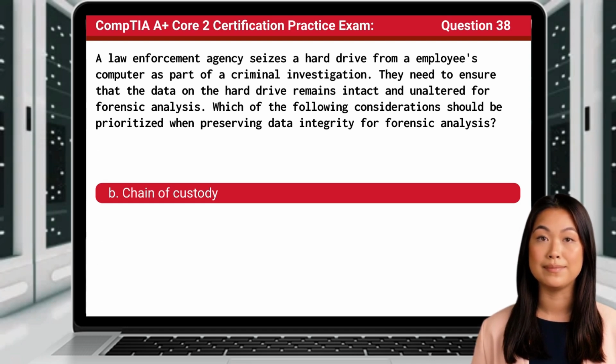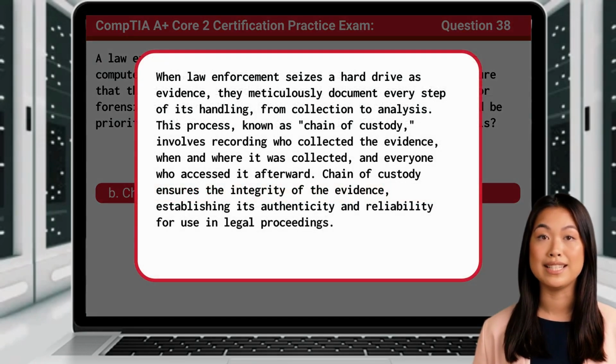The answer is B. Chain of custody. When law enforcement seizes a hard drive as evidence, they meticulously document every step of its handling, from collection to analysis. This process, known as chain of custody, involves recording who collected the evidence, when and where it was collected, and everyone who accessed it afterward. Chain of custody ensures the integrity of the evidence, establishing its authenticity and reliability for use in legal proceedings.